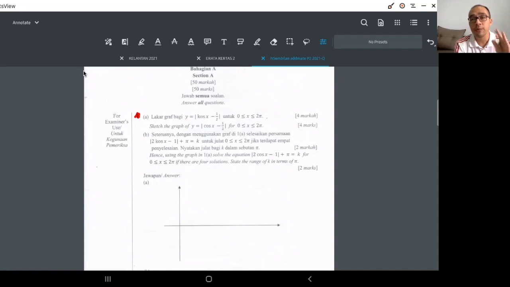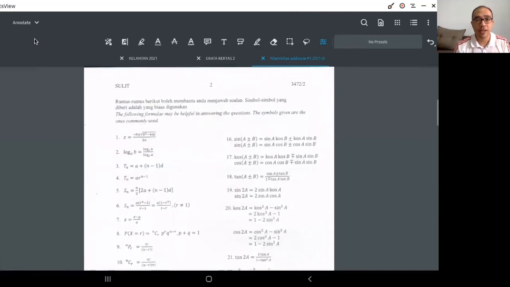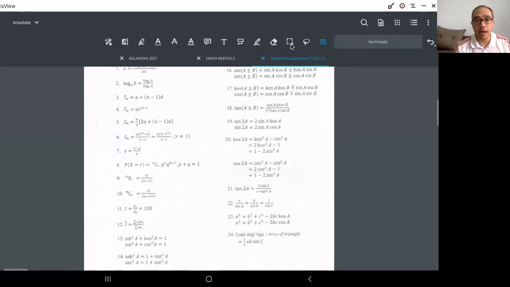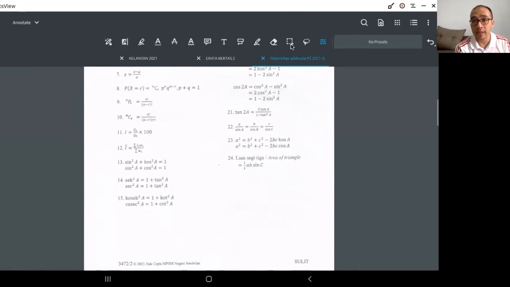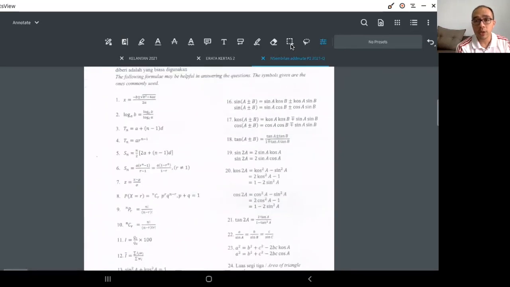So just to remind you all that when we give you the paper, every paper actually has a formula list. Your SPM has a formula list, and this is the only thing that they give you. So it's always good to know what the formulas given are.